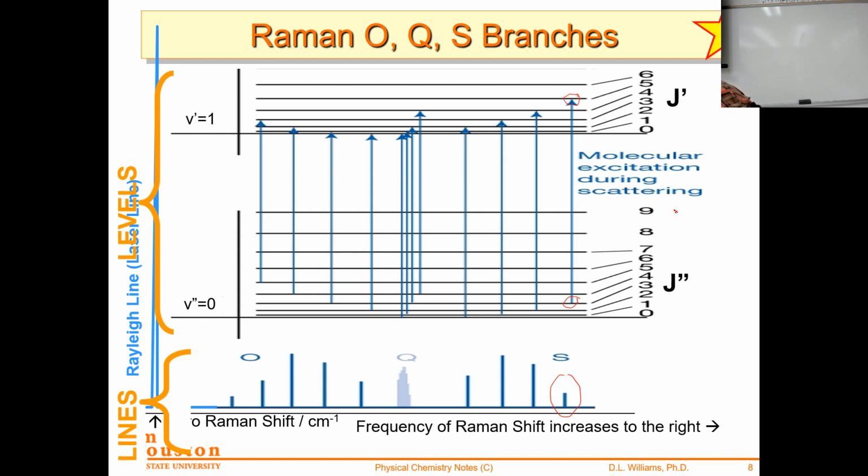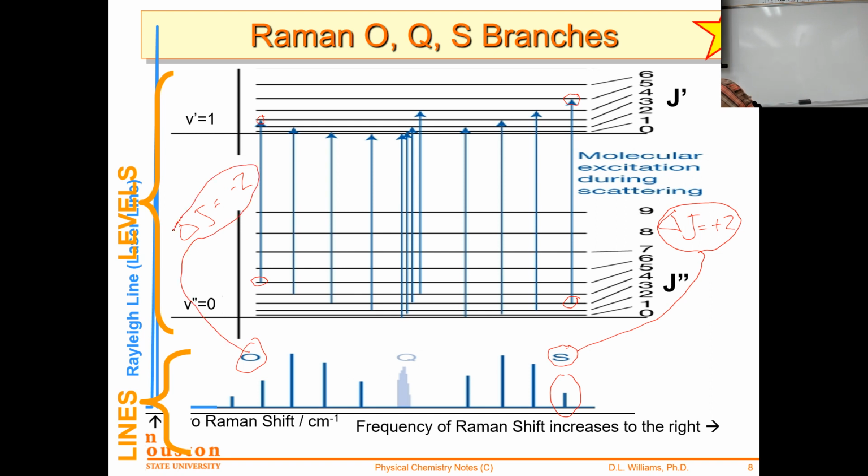And so delta J is equal to plus 2. It's going from 3 to 5. And we know that now because that's an S branch line. So these things are the same. If I see an S branch line, that means delta J is plus 2. If I'm in an O branch line, I'm starting here at level 5 and going up here to level 3. And so that's delta J equals minus 2. And that's what we mean by O.